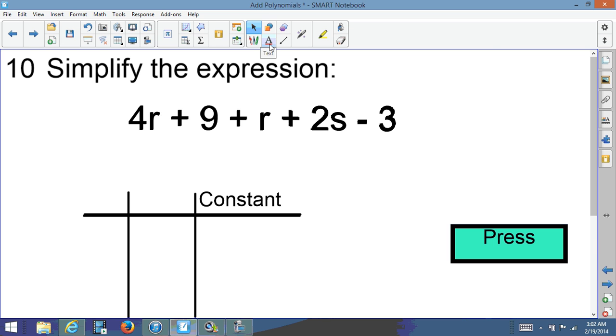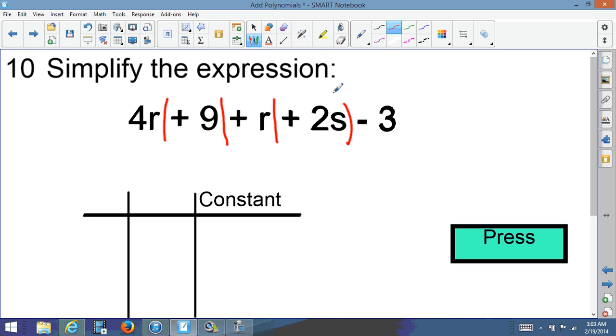So I'm going to divide each part between the sign, so that way I have it separated. Now that I have it separated, I'm going to take each term and put it underneath in the chart. And I'm going to check off each part underneath that I've used. For example, constants or numbers.